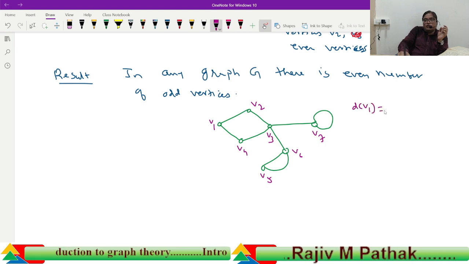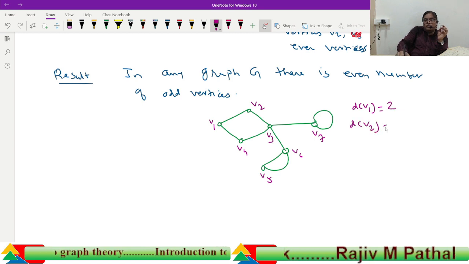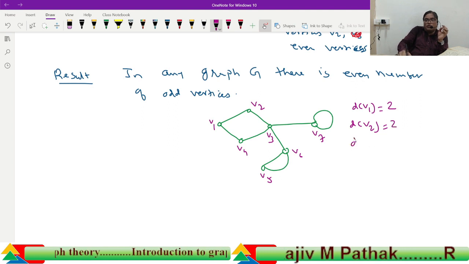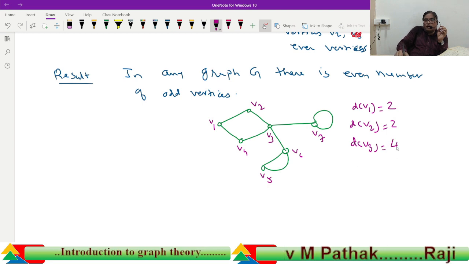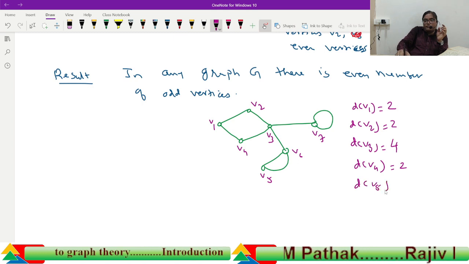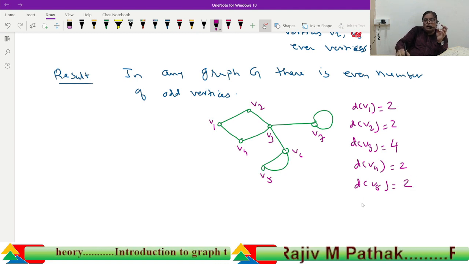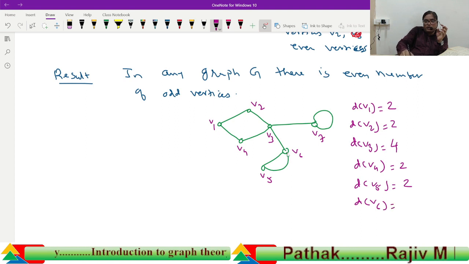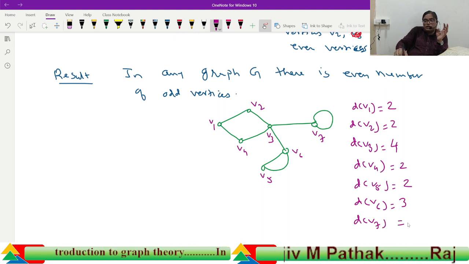The degree of V1 is 2, two edges are incident. The degree of V2 is 1, 2, so 2. The degree of V3 is 1, 2, 3, 4, four edges are incident on V3, so 4. The degree of V4 is 1, 2. The degree of V5 is 1, 2, two edges are incident on V5. The degree of V6 is 1, 2 and 3. And finally the degree of V7 is 1 edge plus 2 for the loop, so that is 3.